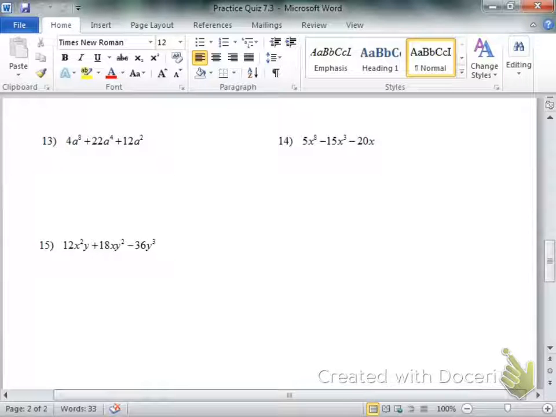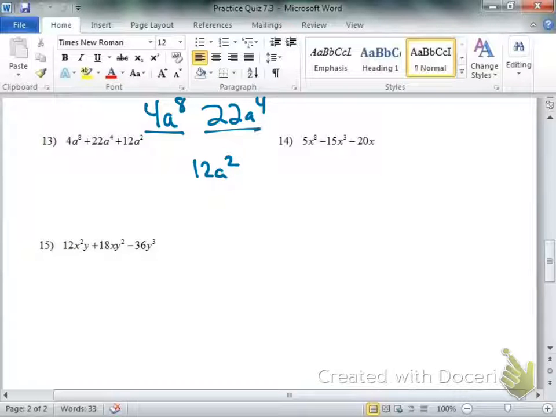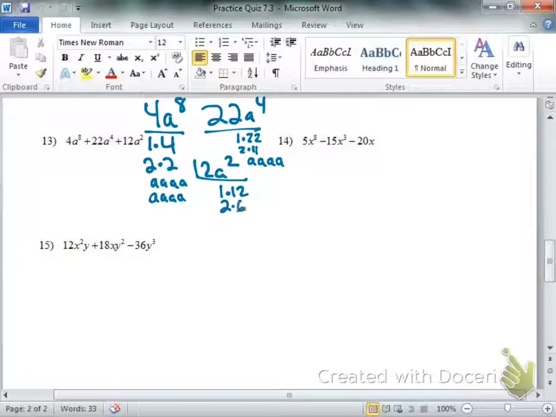So on that first one, we have 4a to the 8th, 22a to the 4th, 12a squared. That is 1 and 4, 2 and 2, and then a bunch of a's. We have 1 and 22, 2 and 11, and 4 a's. We have 1 and 12, 2 and 6, 3 and 4, and 2 a's.